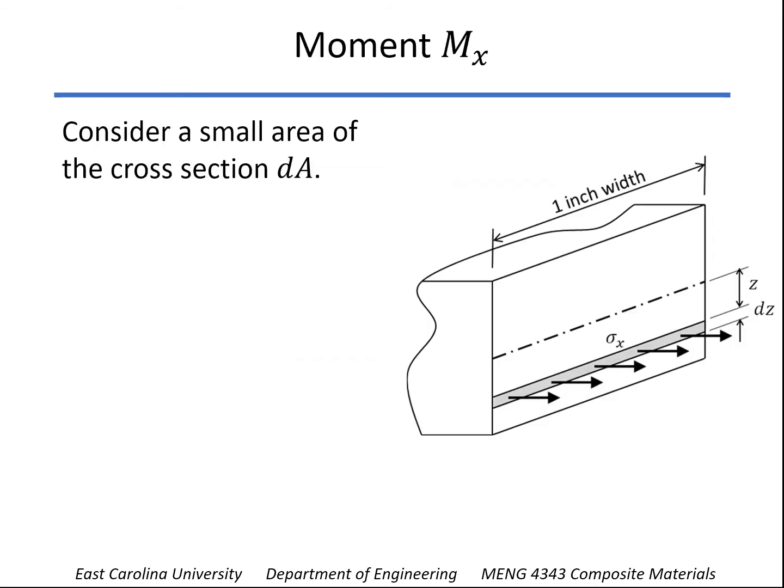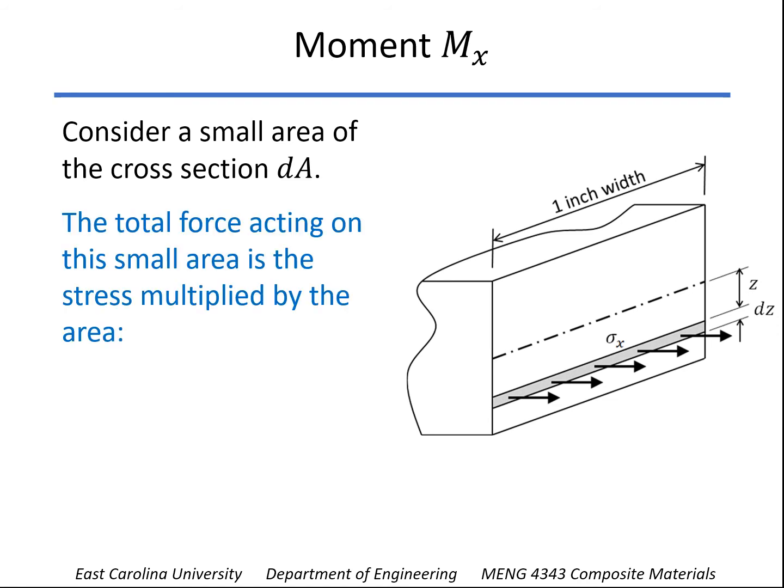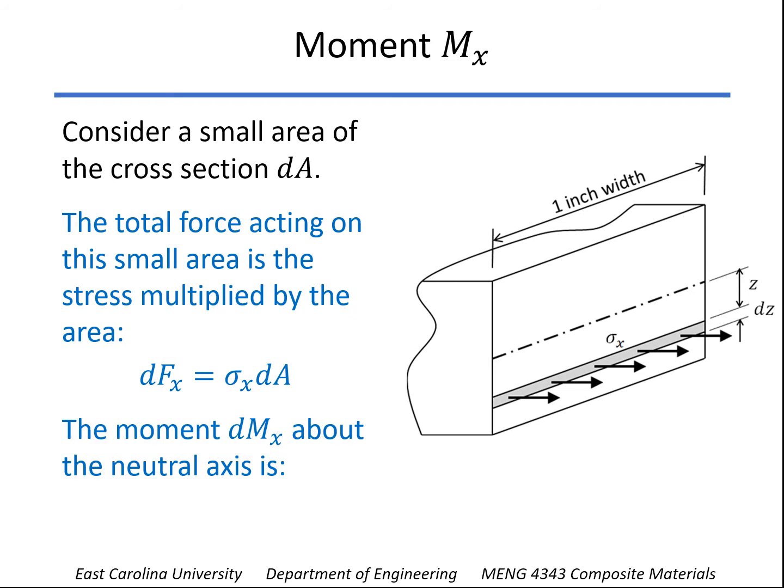Alright, so going back to our little stress distribution and looking just at a very small cross-sectional area dA. Now, this is on a 1-inch width. Remember that the moment is going to be in units per unit width. And so let's look at the total force that's acting on that little area. It's going to be the stress times the area. And so the moment about the neutral axis would be that force times the distance z, or z times sigma x dA.